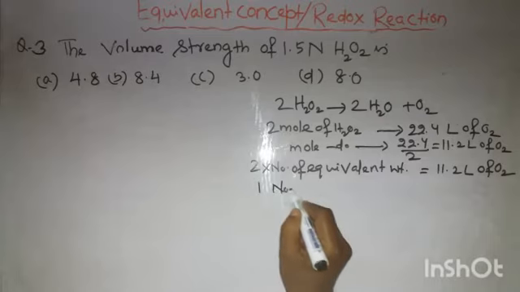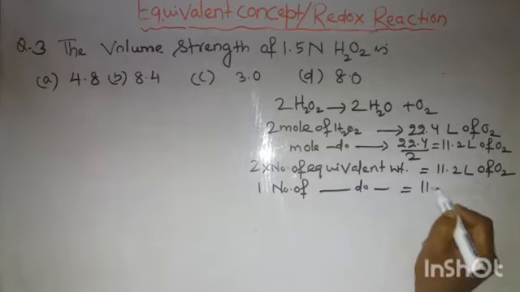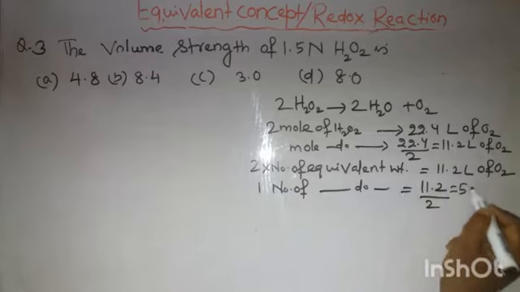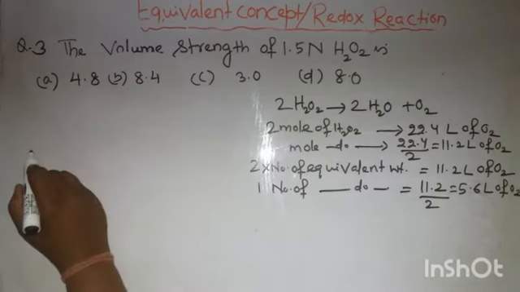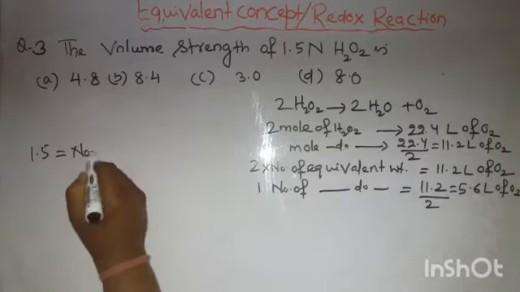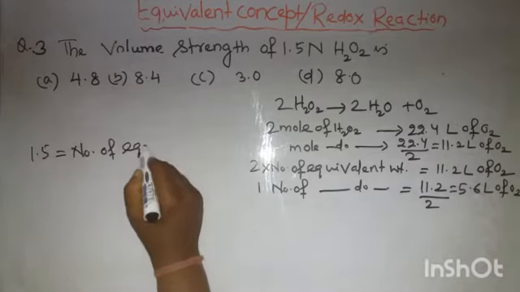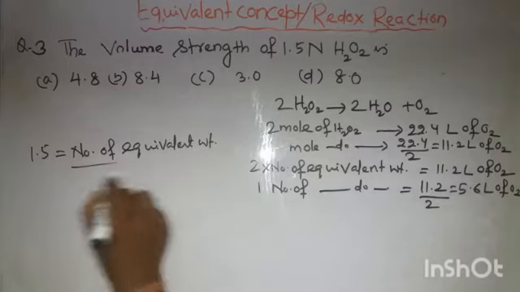1 equivalent will be 5.6 liters of oxygen. This is clear. One thing is given to you: 1.5 N. That means normality is equal to the number of gram equivalents upon the volume of the solution in liters. So 1.5 is equal to the number of gram equivalents upon the volume of the solution in liters.